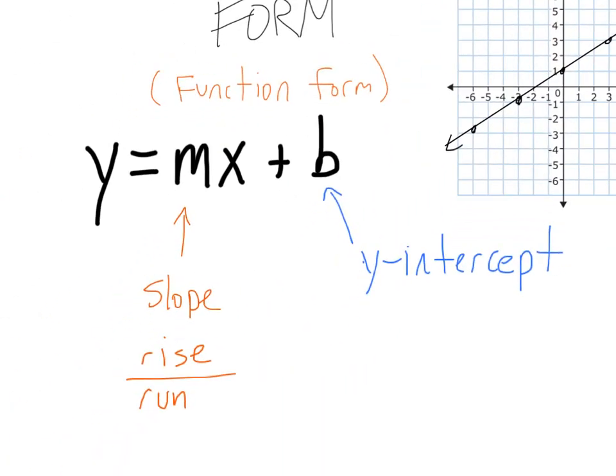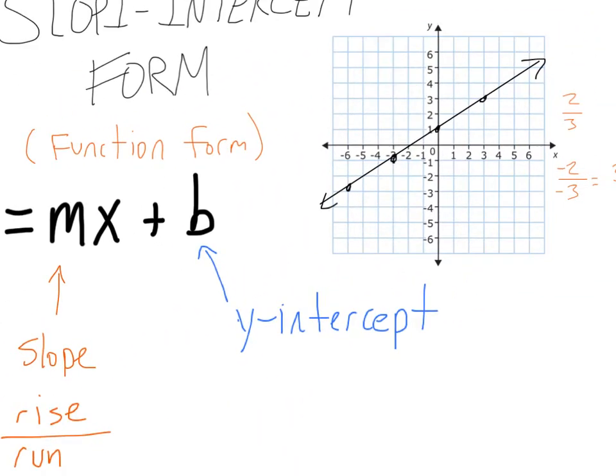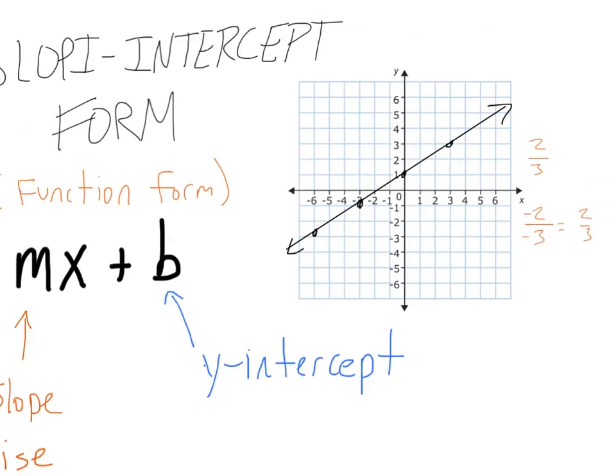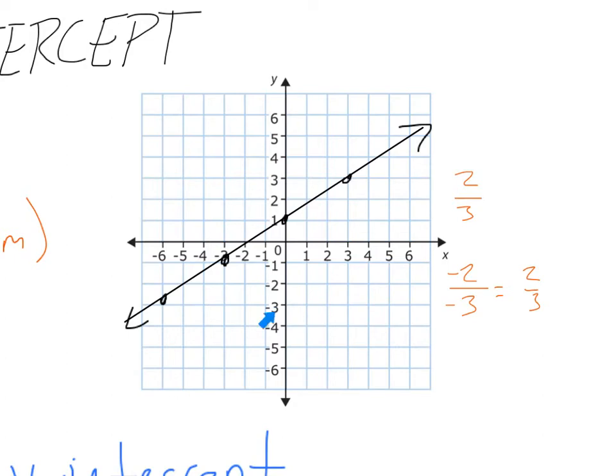So let's talk about the y-intercept. What is the y-intercept? Well, it's where the line, when it's graphed, intercepts the y-axis. So where's our y-axis? Well, it's the vertical axis. And where's our line intercepting the y-axis? Right there at 1 on the y-axis.